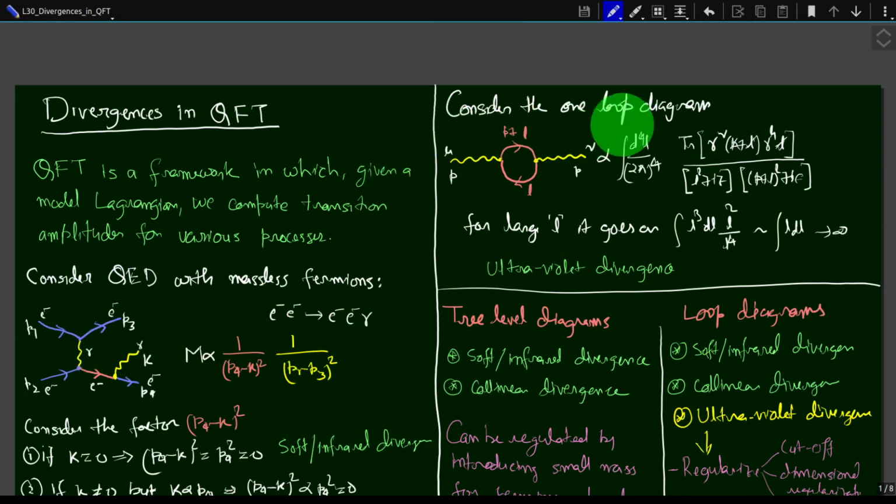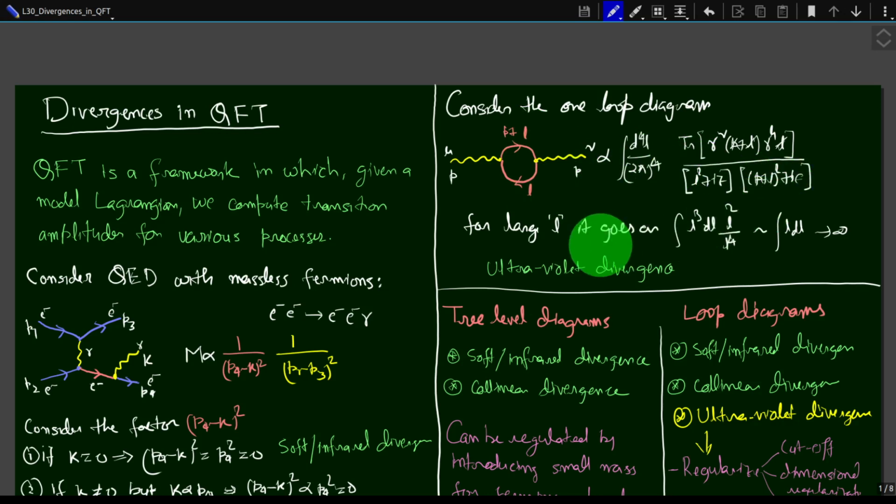Now let's consider a one loop diagram. So this is the diagram, and I can write d^4l by (2 pi)^4, and then all the vertices: gamma nu, because you move in the reverse direction of the fermion line, then p slash plus l slash, then gamma mu, and then l slash, and coming back, and the trace of that will appear in the numerator. In the denominator, there is the product of the two fermion propagators which are sitting over there.